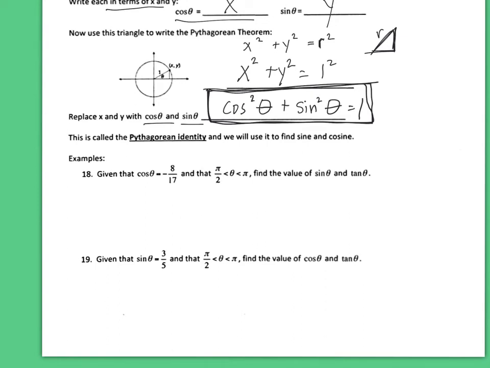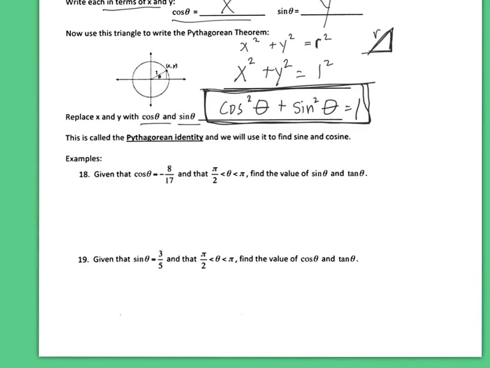All right, so now we're going to use this Pythagorean identity with some information. So remember, sine is opposite over hypotenuse, cosine is adjacent over hypotenuse, and tangent is opposite over adjacent. So they give you some information. It's maybe written in a way that you don't really feel comfortable with, but we'll work through it.